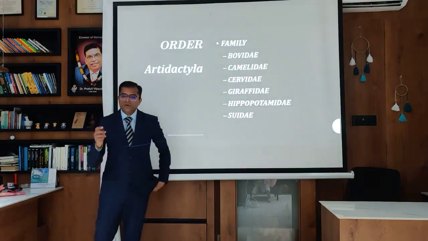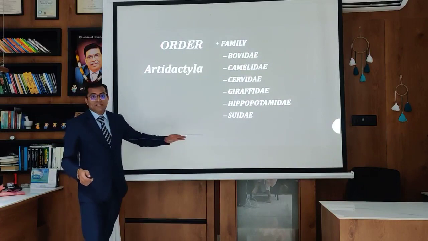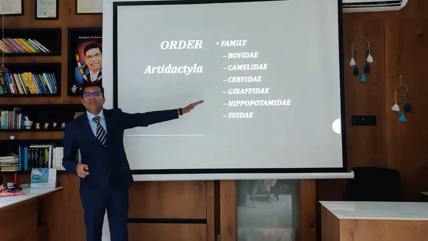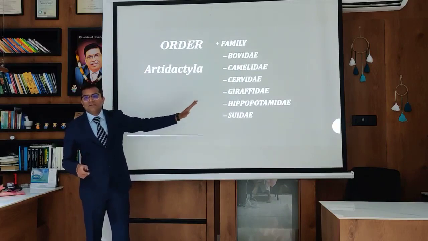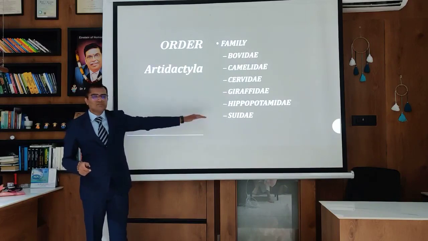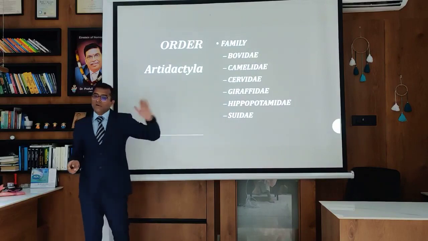So in an order, there are certain families. We have the Bovidae family, in which we have the cow. In the Camelidae family we have the camel. In the Cervidae family we have the deer. The Giraffidae family has the giraffe. Then Hippopotamidae, and Suidae, which is the pig. So these are the commonest orders.